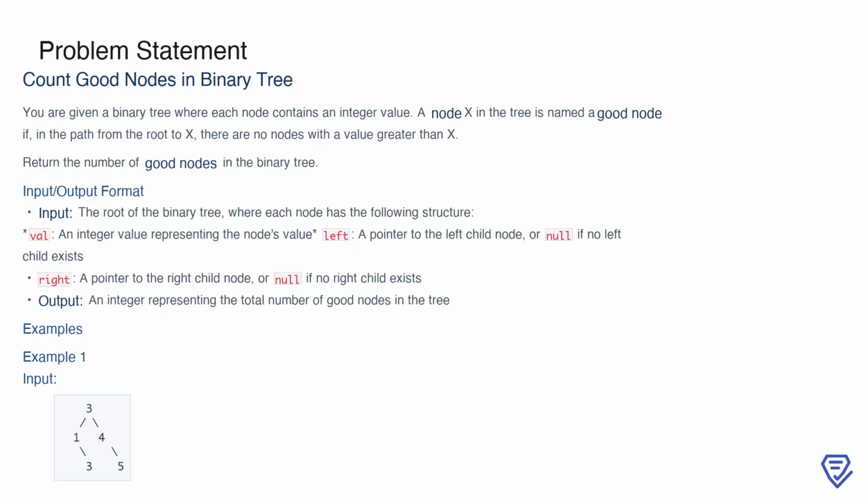The input will be the root of the binary tree, where each node has a value and pointers to its left and right child nodes, or null if no child exists. The output will be an integer representing the total count of good nodes in the tree. To understand this, let's look at an example of a tree structure and walk through the reasoning step by step.